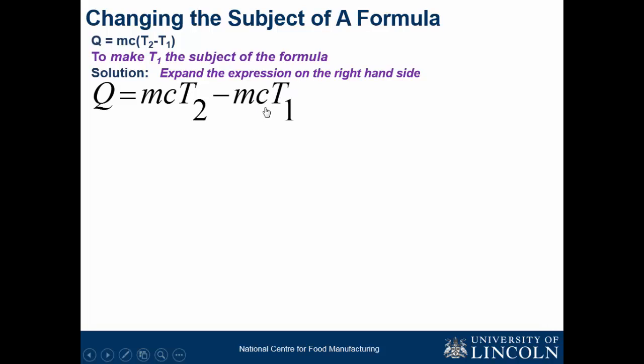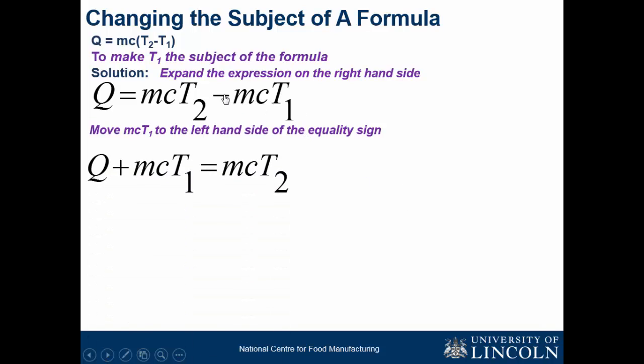The next thing we need to do is maybe transfer this to the other side of the equation and transfer Q to this side. Transfer MCT1 to the left hand side while we transfer Q to the right hand side. Let's look at what we'll do. So we move MCT1 to the left hand side of the equality sign. We have minus MCT1 at this end. By the time this negative MCT1 crosses the equality sign, it turns to positive. So that is why we have plus MCT1, because it's crossing the equality sign.